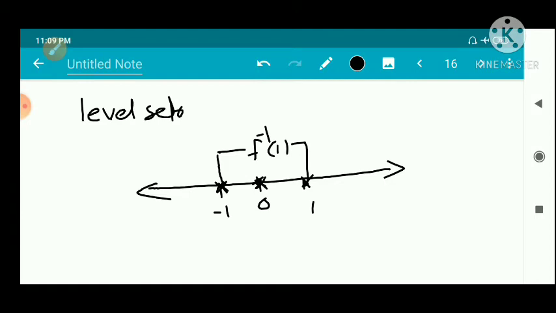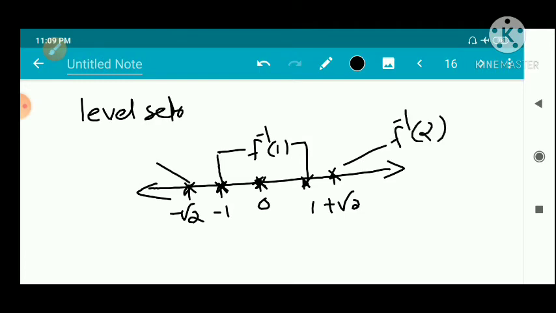Only these 2 points. Then next minus root 2, plus root 2. These are f inverse of 2. Okay, these are the level sets.